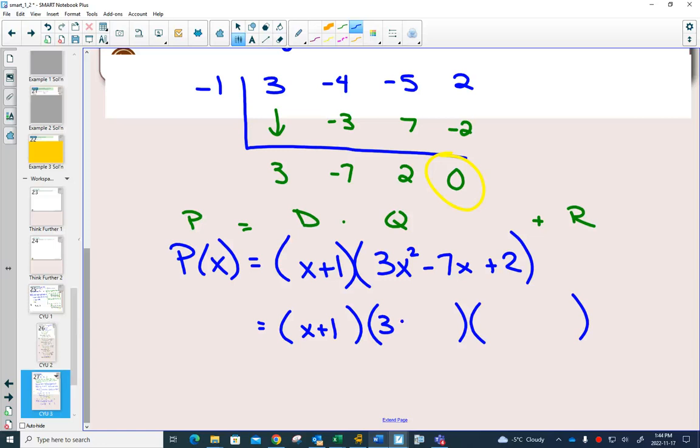It would have to be 3x and x. The 2 is going to need to be 2 and 1. I'm going to think about my outside and inside needing to be -7. So I'm going to put 2 here to get 6 and 1 here. To get a -7, it would be -6 and -1. I quickly multiply it out to check everything works. And this is factored fully.